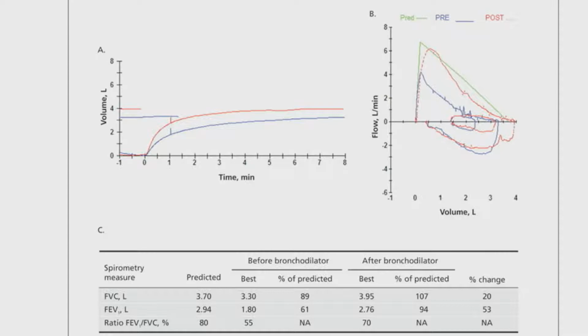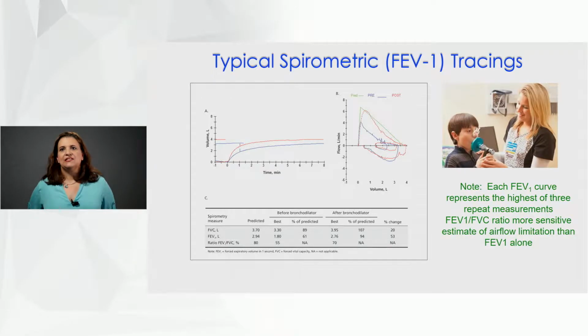This is a patient who's had a 53% increase in FEV1 following bronchodilator, which is, again, characteristic of asthma. Each FEV1 curve represents the highest of 3 repeat measurements. Children need to be able to have 3 reproducible efforts in order for the test to be judged reliable and accurate. An FEV1/FVC ratio is a more sensitive estimate of airflow limitation than FEV1 alone. So often the FEV1/FVC ratio may be the only thing that's decreased.